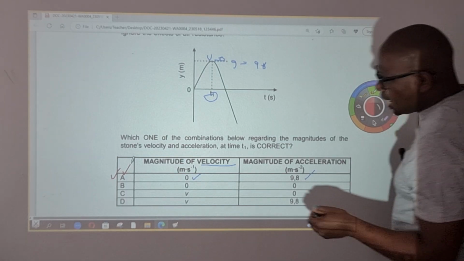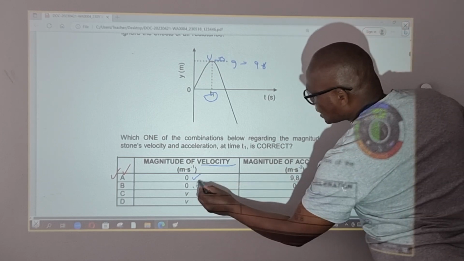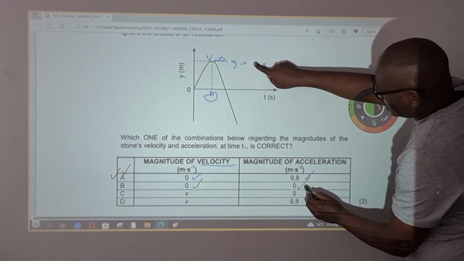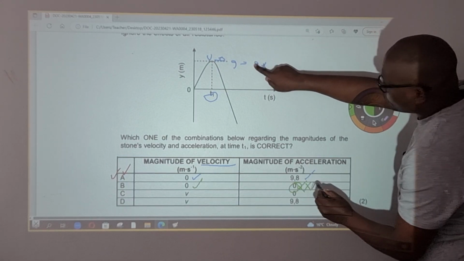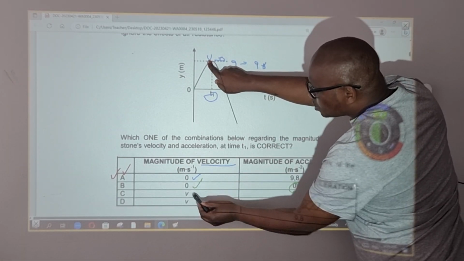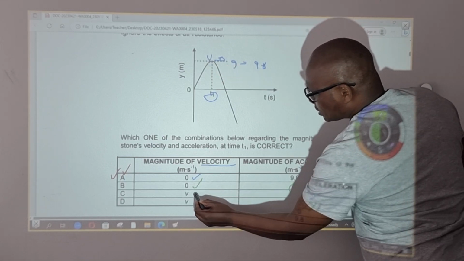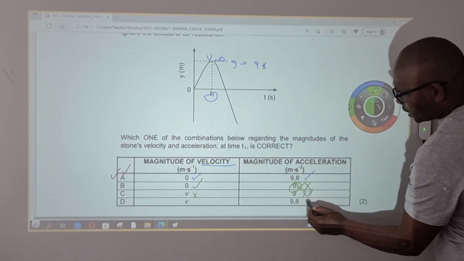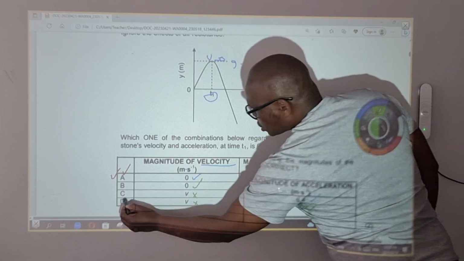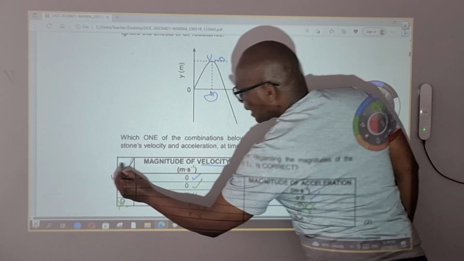What is wrong with B? Now when we look at B, it is correct that the velocity at the highest point is 0, but it is not true that g, the acceleration, is equal to 0 here. Let us look at C. At the highest point, v is equal to 0, not v is equal to v, because this is the initial velocity. So this is wrong here, and it's wrong here. So these options are wrong. All of them were wrong. The correct option here is A.